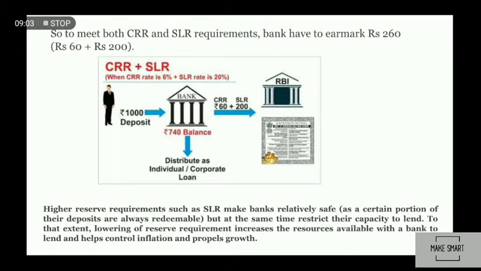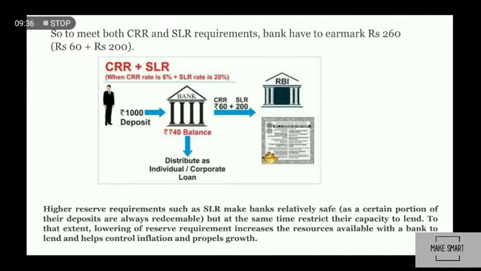Now, what is the meaning of this image? Out of 1000 rupees, the RBI takes 60 rupees in the form of the cash reserve ratio, and 200 in the form of SLR in securities. Then the remaining amount, 740, is invested in another source.